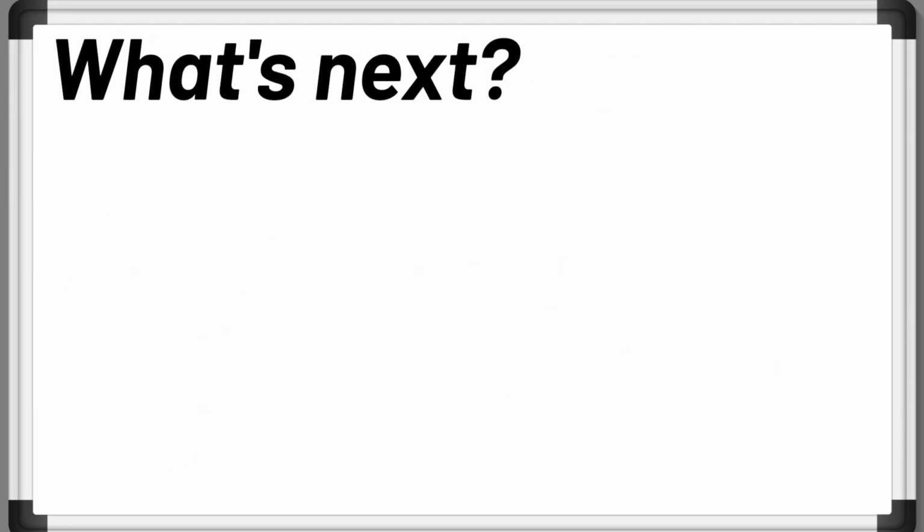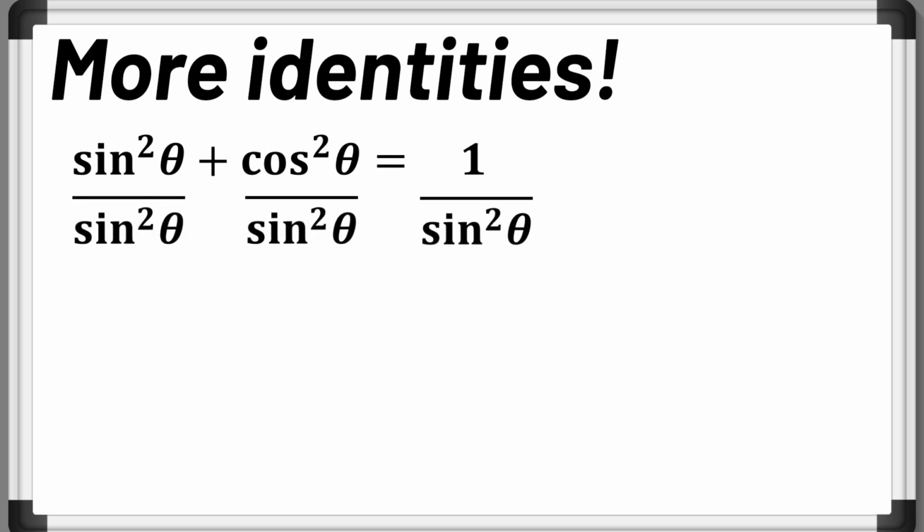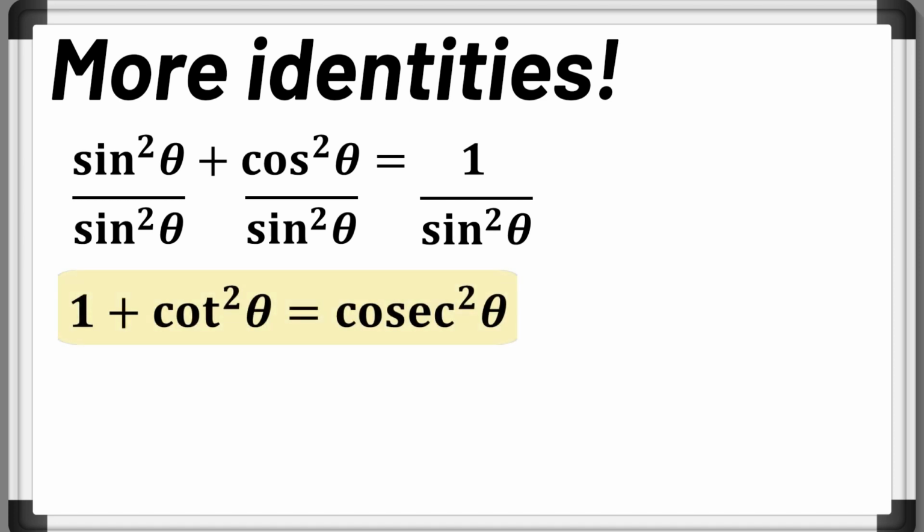Now, what else can we do with the Pythagorean identity? It turns out that there are a few other versions we can make. So let's have a look at them. Starting with sine squared theta plus cos squared theta equals 1, we can divide both sides of the identity by sine squared theta. This gives us 1 plus cot squared theta equals cosec squared theta.